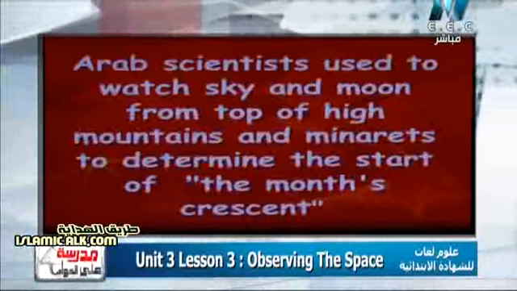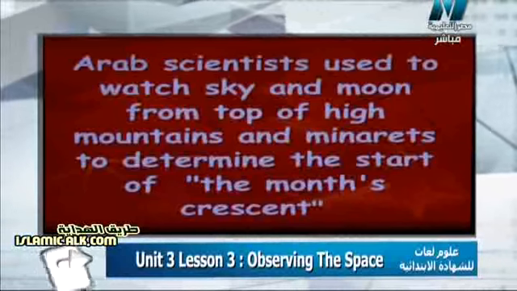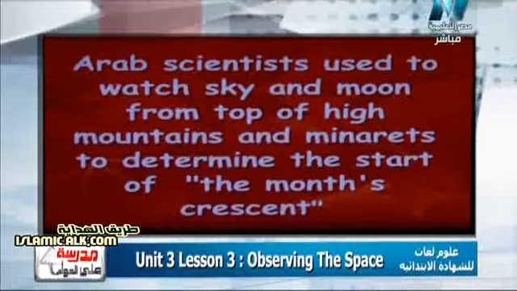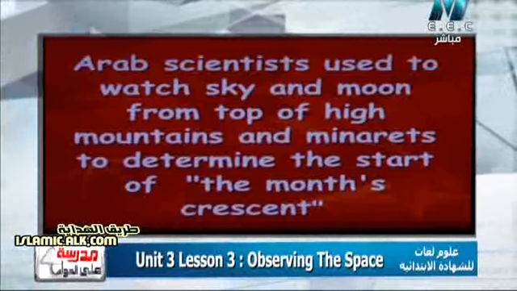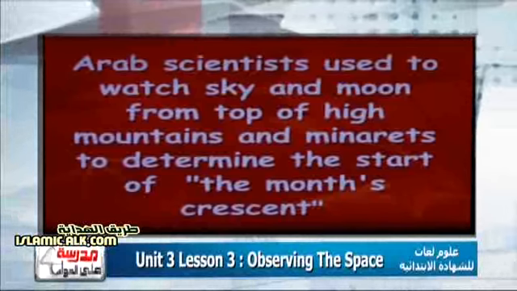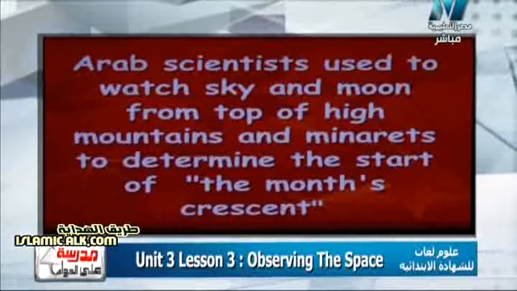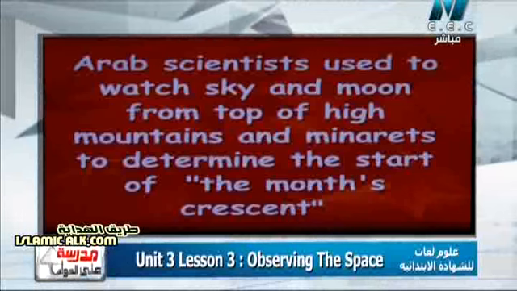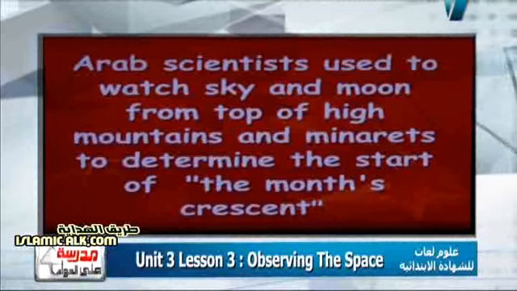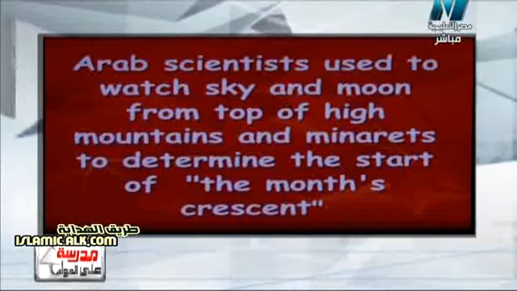Arab scientists used to watch the sky and the moon from the top of high mountains and minarets to determine the start of the month's crescent. العرب أو علماء العرب كانوا متعودين دايما يلاحظوا أو يتابعوا حركة النجوم والكواكب والقمر عشان يعرفوا بداية الهلال أو بداية الشهر القمري, to know the start of the fasting month or the feast, عشان يحددوا احتفالاتهم بالعيد أو شهر الصيام.